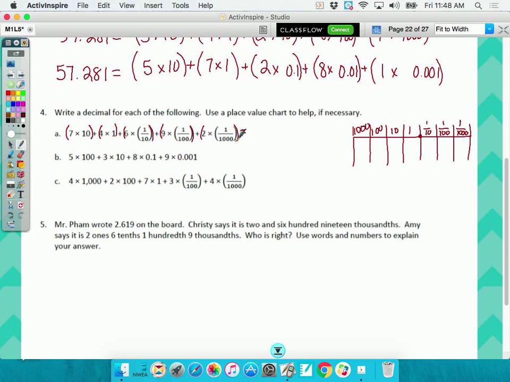Okay, so a 7 in what place value? In the tens. A 4 in the ones place value. Then what do I have? A 6 in the tenths. 9 in the hundredths. 2 in the... Okay. Write that number down. And we're done with that.